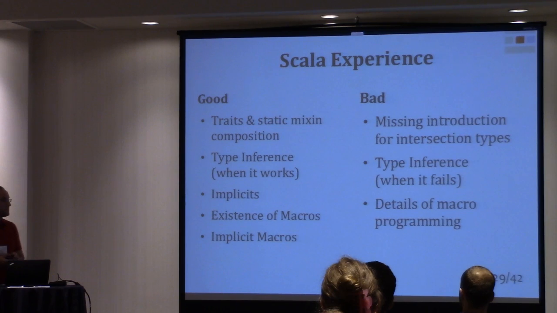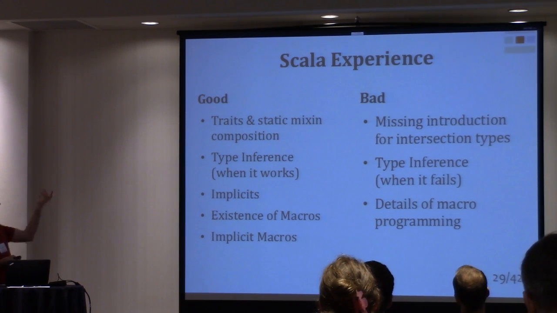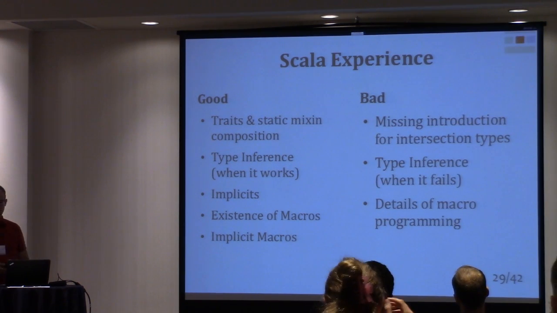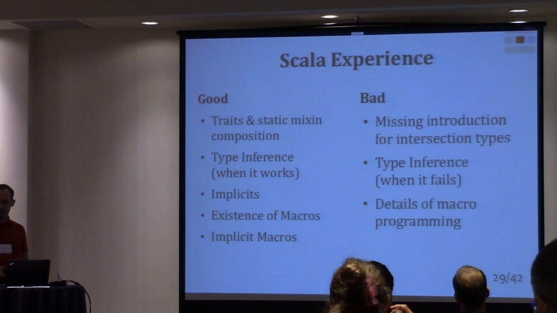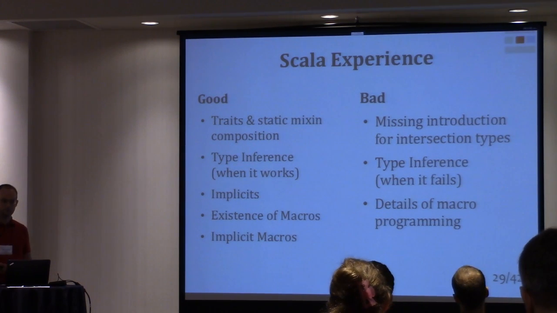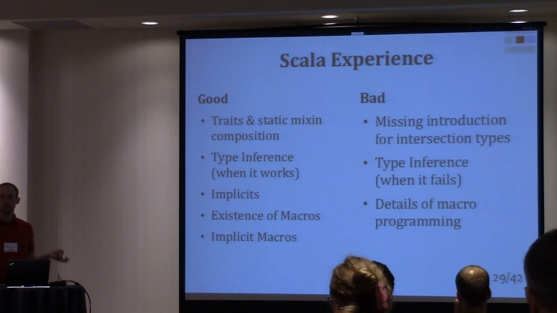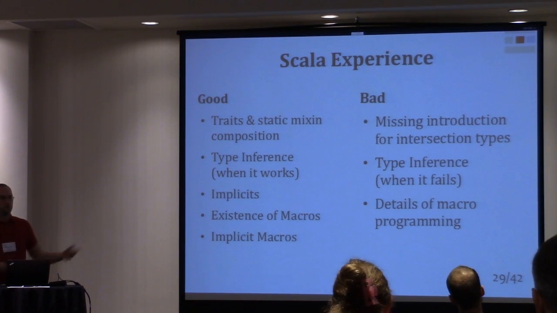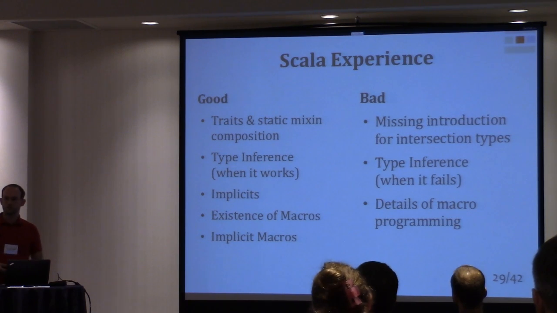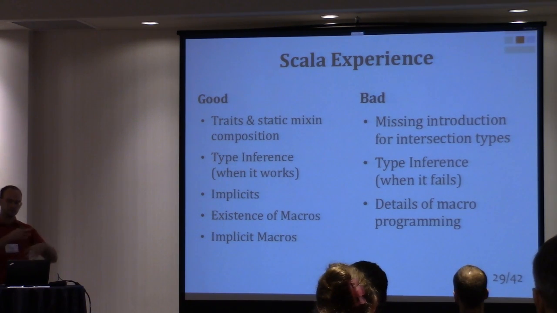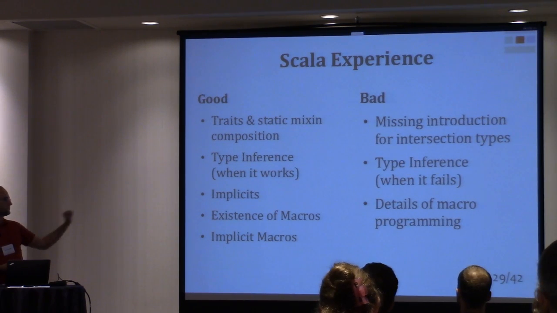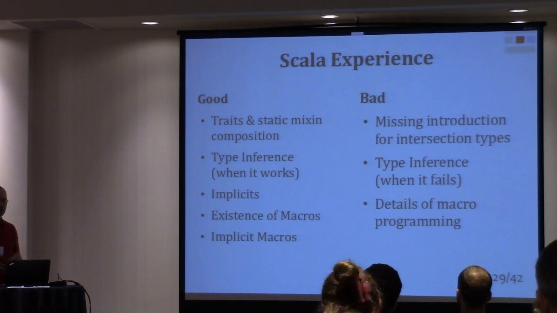So our Scala experience, good things. Well, traits and static mixin composition is good. Type inference is great when it works. Implicits are good because they give you an extensible type system. Macros are good because they let you extend by just saying what you want, kind of, instead of jumping through hoops to get implicits to build up to something. And especially, well, implicit macros are good. So we really like the interaction of these two features.